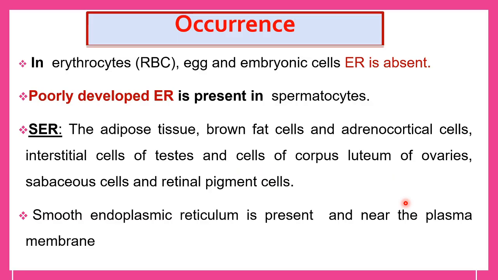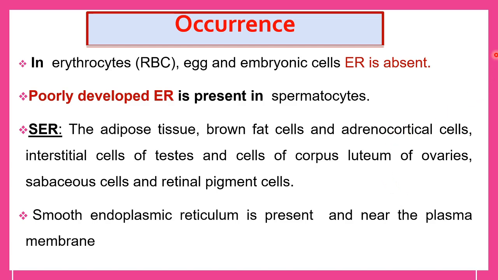Occurrence. It is present in almost all eukaryotic cells, but the quantity of endoplasmic reticulum may vary according to different cells. It is absent in some cells like erythrocytes, which are also called red blood corpuscles, egg cells and embryonic cells. It is present in spermatocytes, but it is poorly developed.